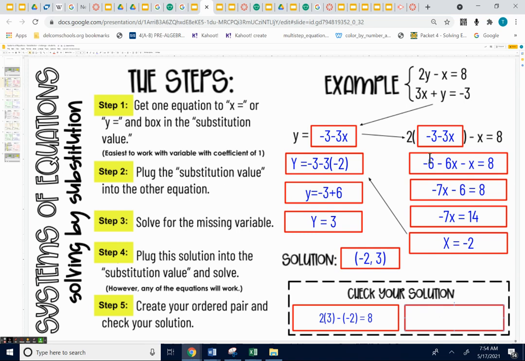Now plug these numbers into the second equation: 3 times x plus y equals negative 3. So 3 times my x, which was negative 2, plus my y value of 3 must equal negative 3. If we did this right, this is going to work out too. 3 times negative 2 is negative 6. Add 3 to that, and yes, we do get negative 3.